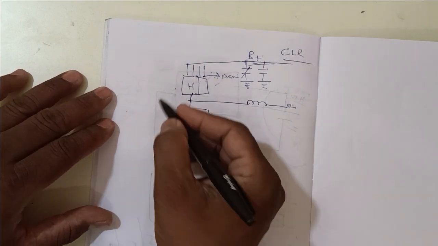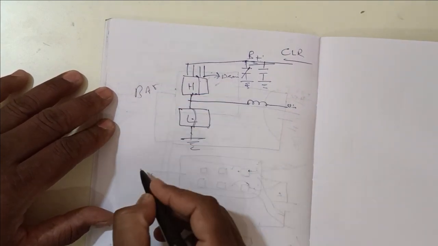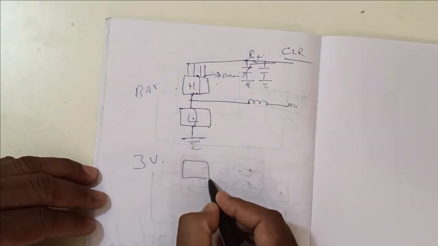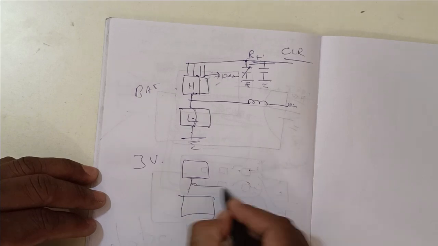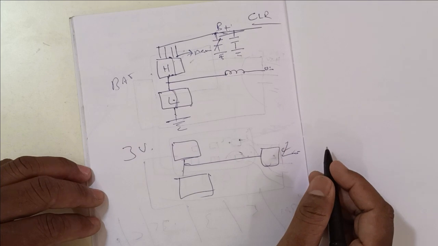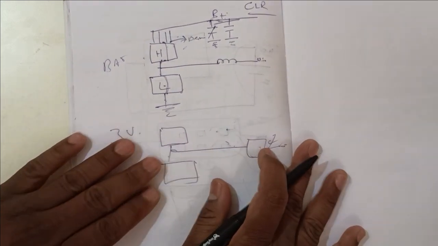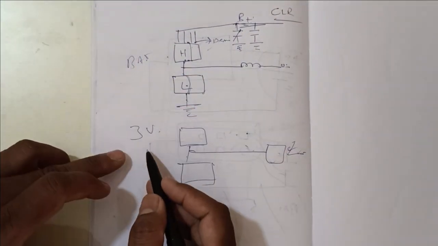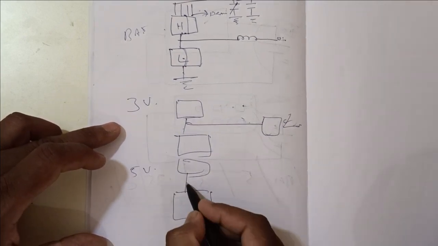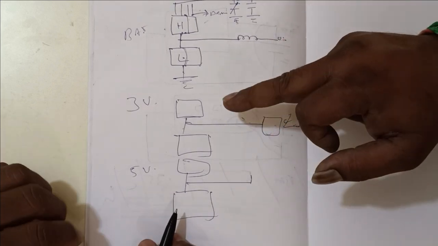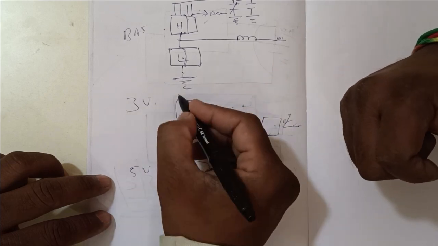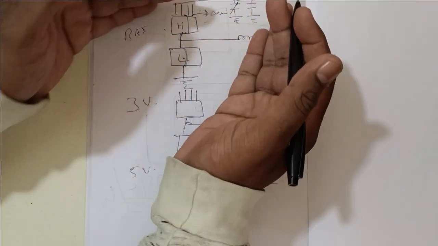And here, assume this is a battery section. Same parallel connection, connected to 3 volts, right? Here also the same will be there. This is the battery section, here the 3 volt section, here the 5 volt section, here also the same. Sir, one more thing, I have one doubt. This is a 3 volt section, right? In the 3 volt section also, only the drain input will come.